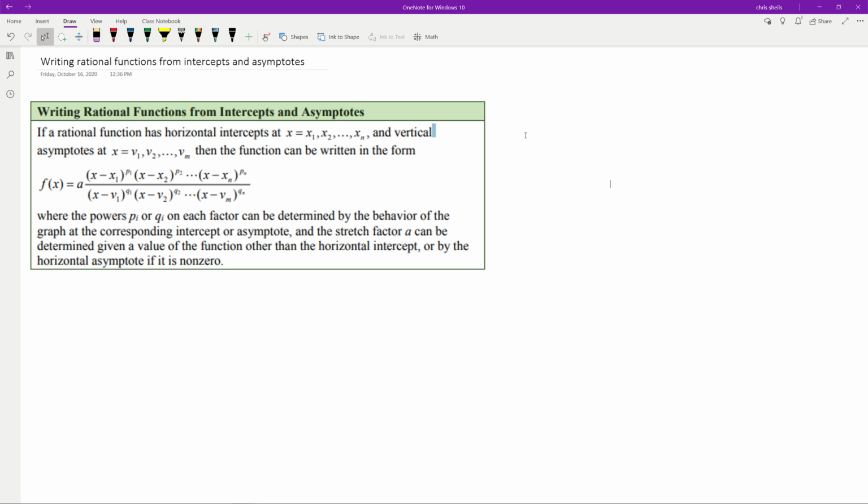Write an equation for the rational function graphed here. So first we want to take note of any information that this gives us. This gives us that I have horizontal intercepts at x equals -2 and x equals 3, and a vertical intercept at y equals -2.